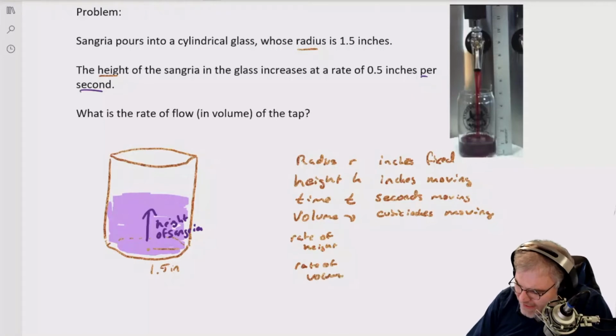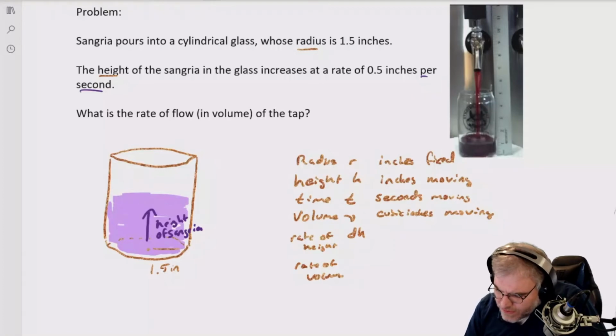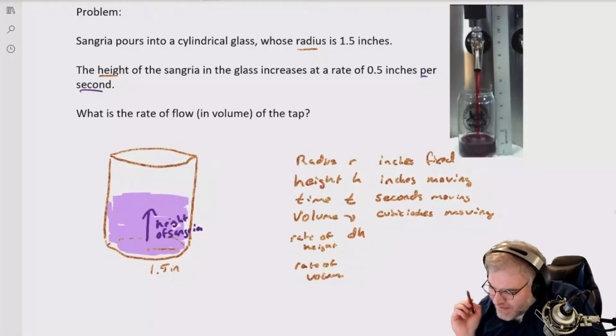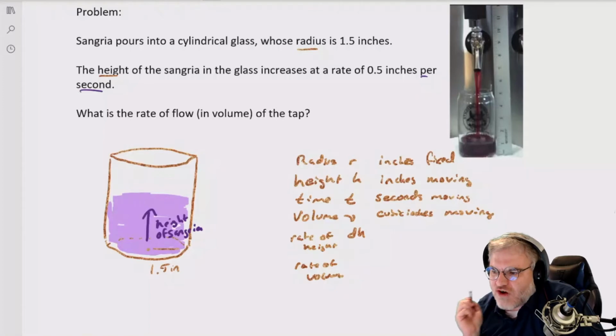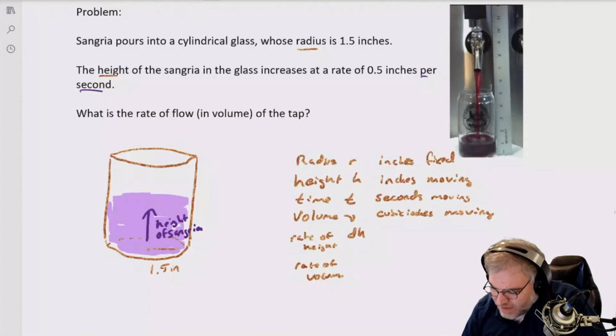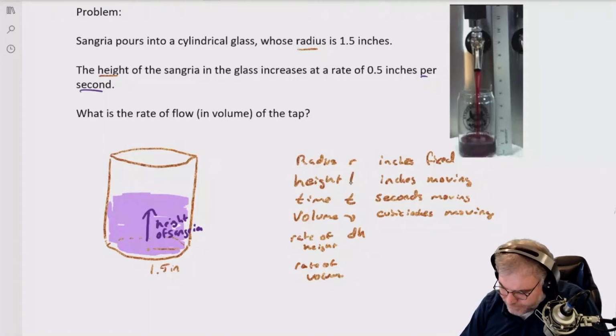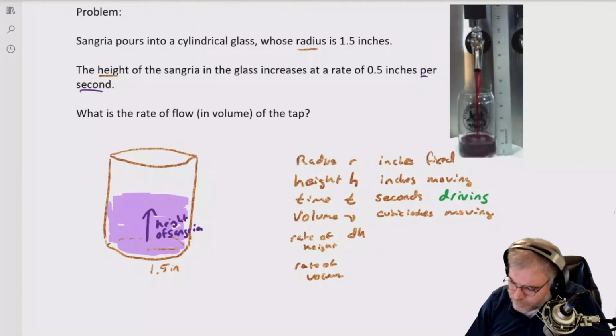So the rate of height is dh. Now, it changes in terms of seconds. So that means time is not only moving, it's driving. It's the thing by which I'm going to take a derivative. Height should be h here. So this thing is not only moving, this drives. So I'm going to put the variable that drives on the bottom here.